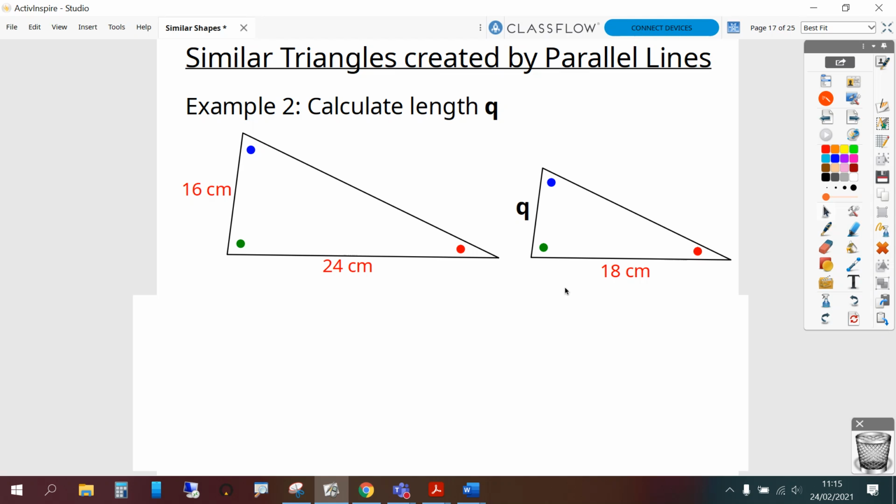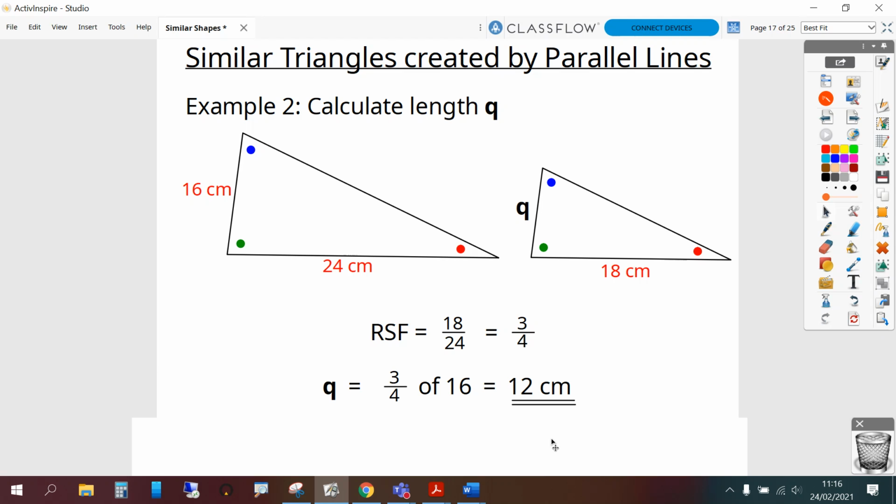So we've got the reduction this time. So the reduction is small over big. Corresponding sides is 18 and 24. So putting that in, we get the reduction scale factor of 3/4. So that means that Q must be 3/4 of 16, which is 12.